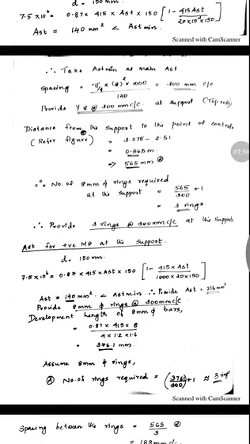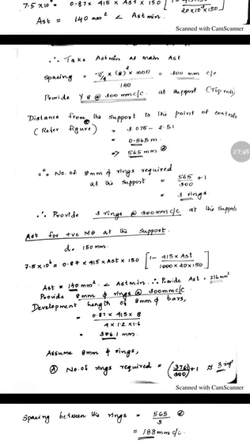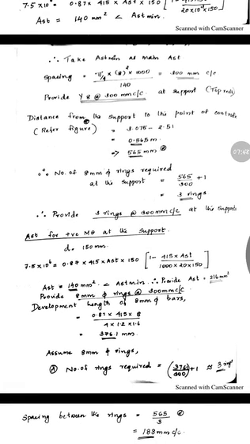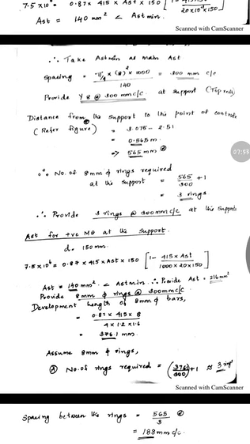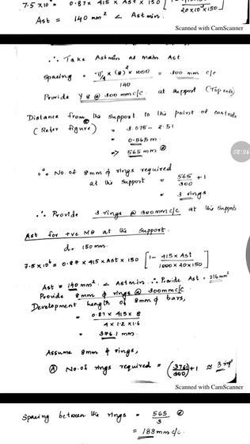And now just find out the distance from the support to the point of contraflexion. For this distance, just refer to the figure also. This distance is 3.075 minus 2.51, that is equal to 565 mm. Up to this 565 mm, we have to provide rings at the support. So the number of 8 mm diameter rings required at the support equals the distance divided by the spacing, 300 mm spacing, plus 1. Therefore, 3 rings you have to provide at the support for the top reinforcement.